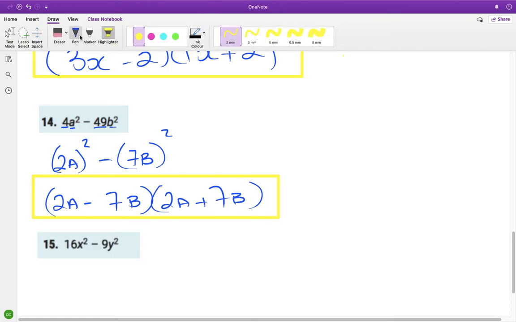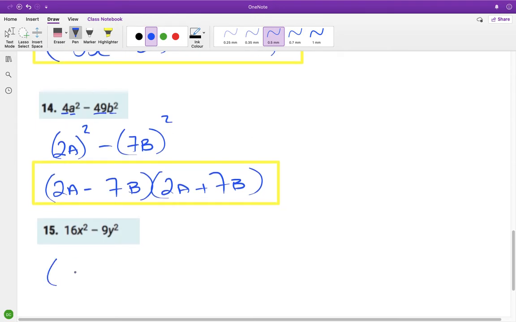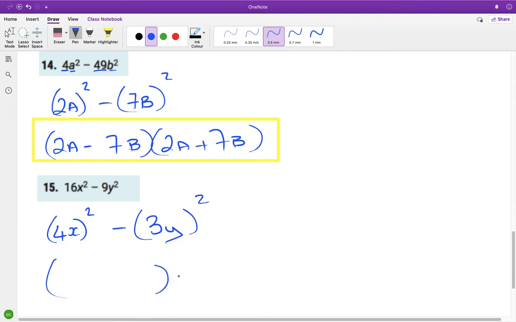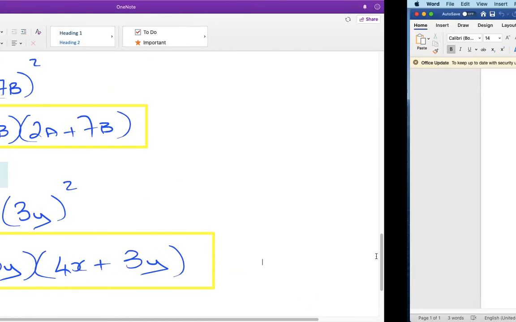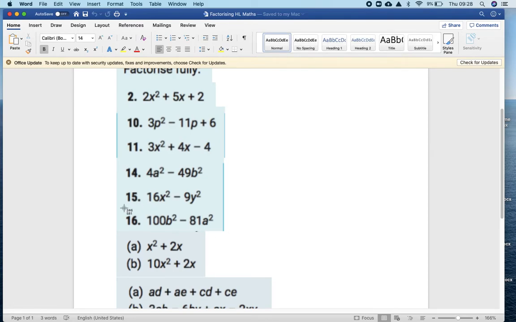So now that we know which one it is, it's pretty obvious that this is the same. So we open up our bracket and we square, minus open up our bracket and we square. So 16 comes from 4 and x, and the 9 is 3, and then your y. Open up your bracket, first minus second, first plus second. Again, no squares in the bracket, and identical brackets with the exception of one being plus and one being minus. Okay, and we always follow that trend.